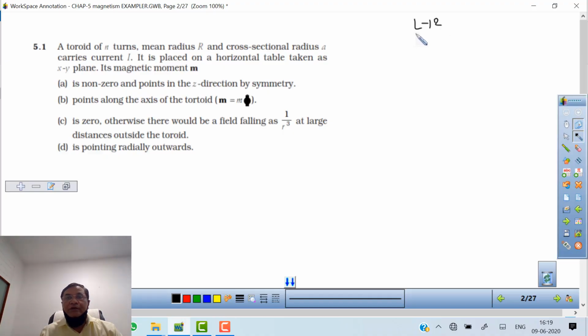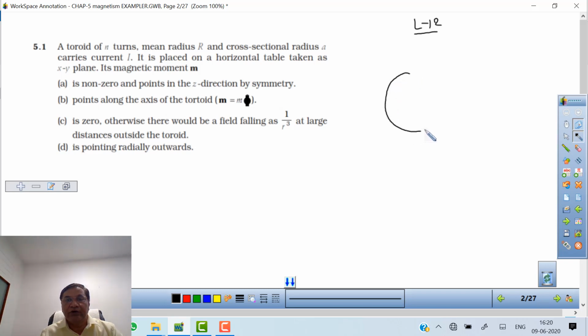So welcome students, in this exemplar problems we are going to solve exemplar problems. A toroid of n turns, mean radius R and cross sectional radius r, carries current I. It is placed on a horizontal table taken as the xy plane. Its magnetic moment is non-zero and points in the z direction.